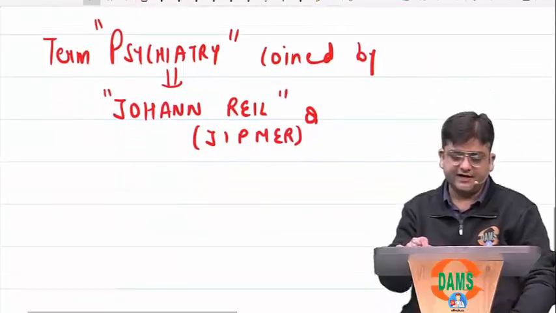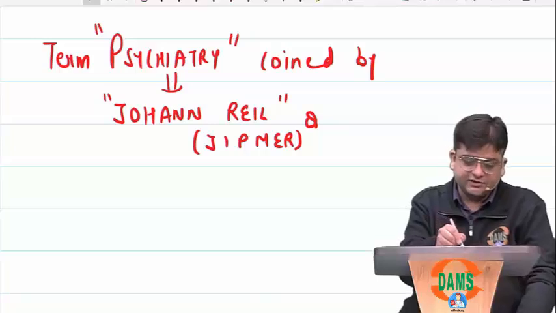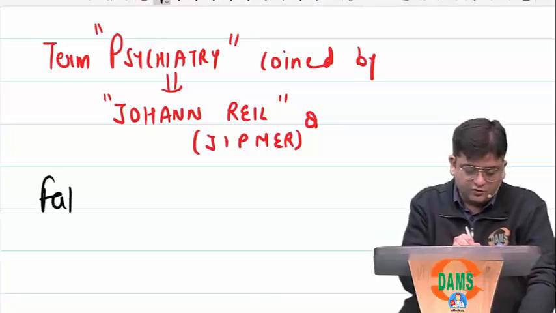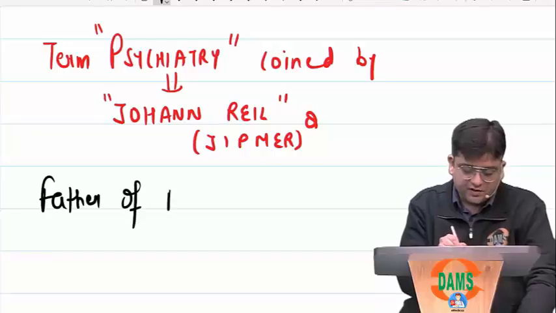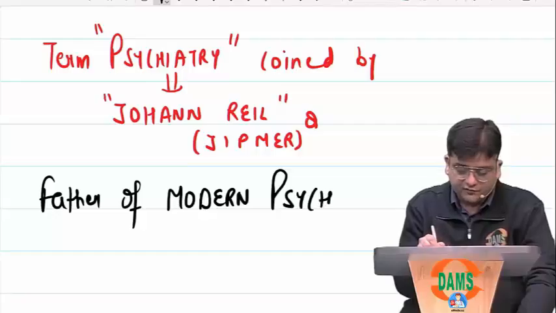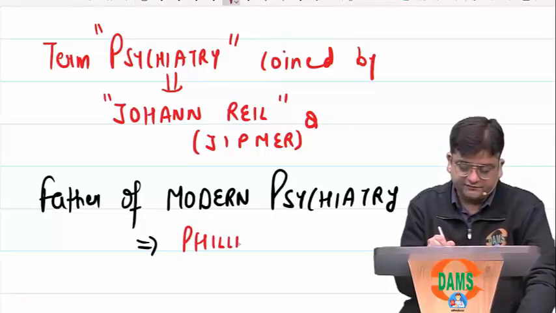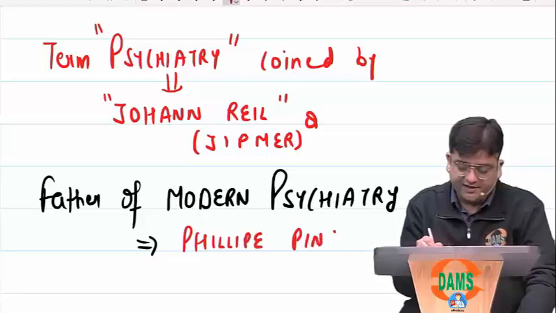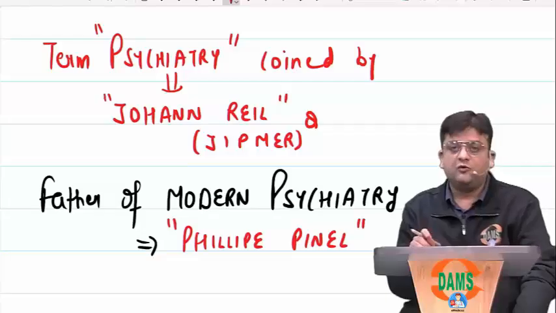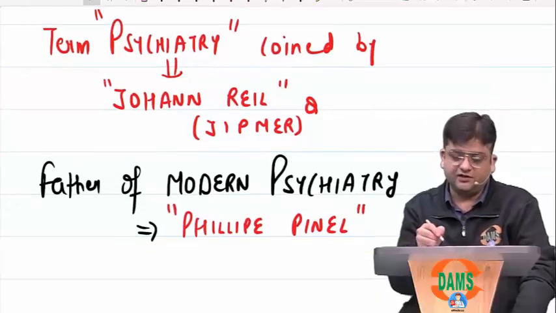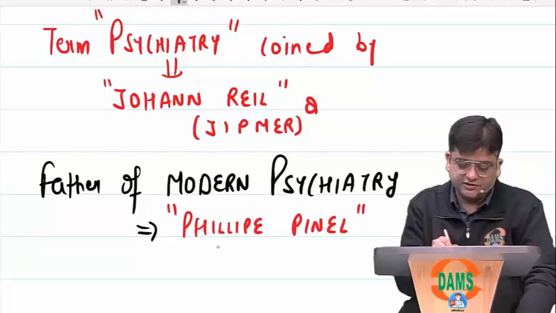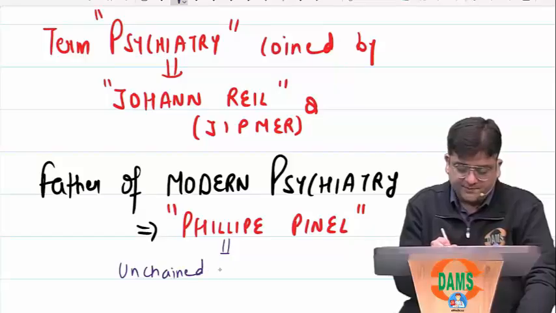Along with this, regarding the history of psychiatry, let's discuss 2 more questions. Who is the father of modern psychiatry? The father of modern psychiatry is Philip Pinel. Why is Philip Pinel called the father of modern psychiatry? Because he unchained the mental patient.